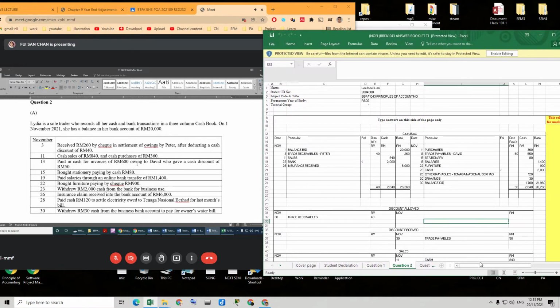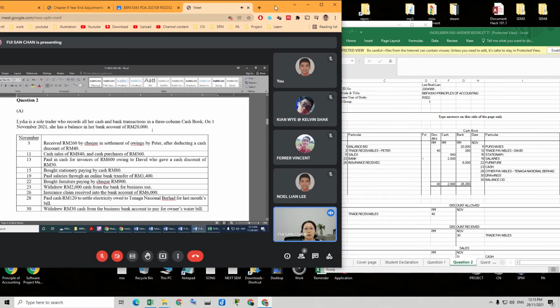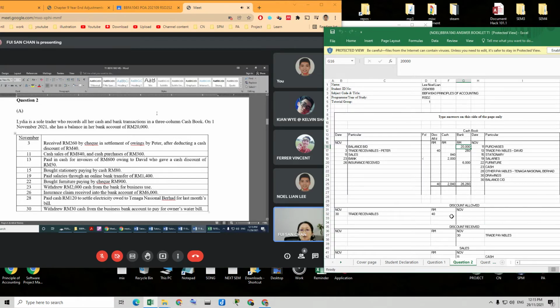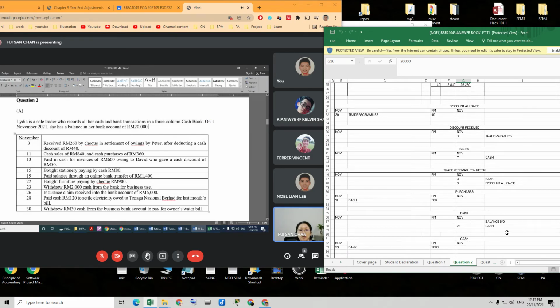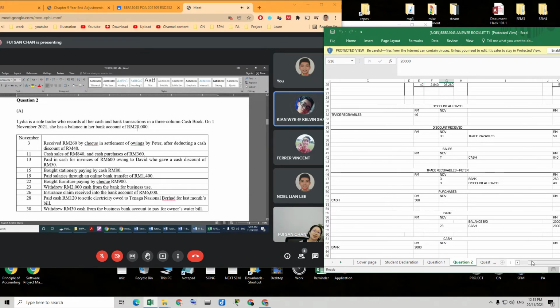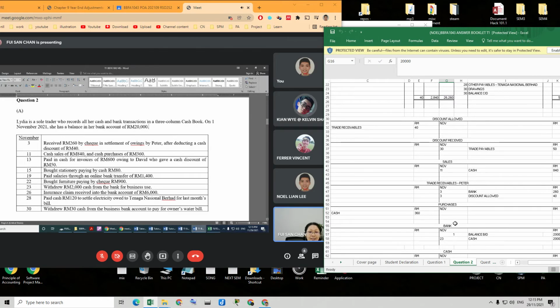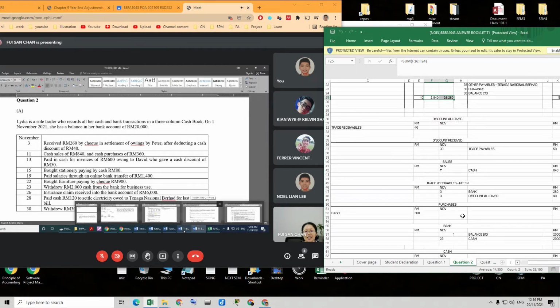Now, this one, do you have an opening balance? Lydia is a sole trader. Record all her cash and bank transactions in a 3-column cash book. So basically, the question asks you to do a 3-column cash book. On 1st November 2021, she has a balance in her bank account. I put capital and then I put the bank. So you don't put capital, because this is the opening balance, right?